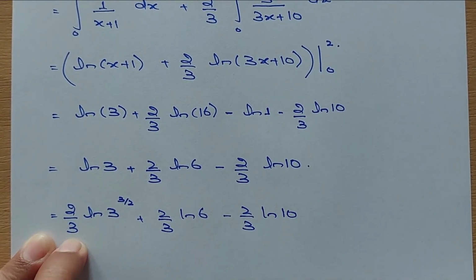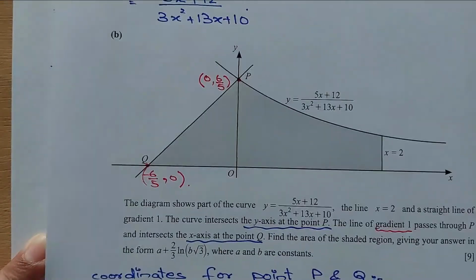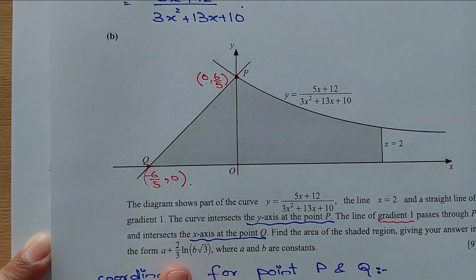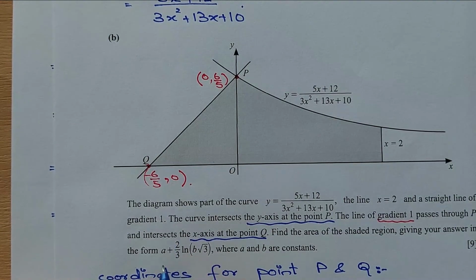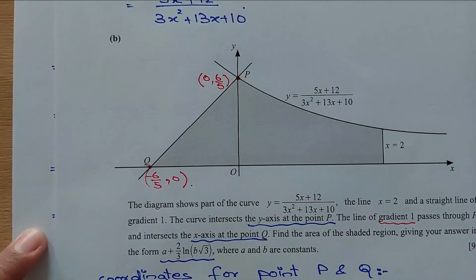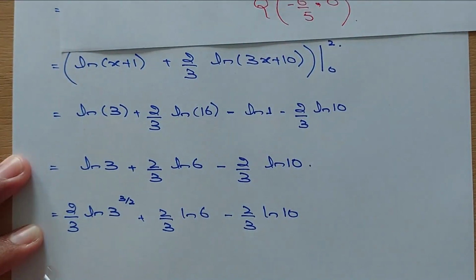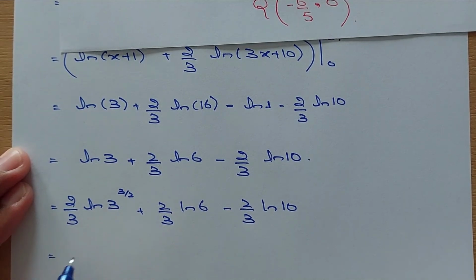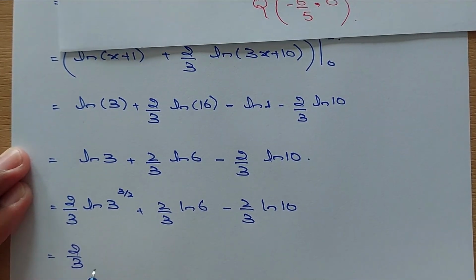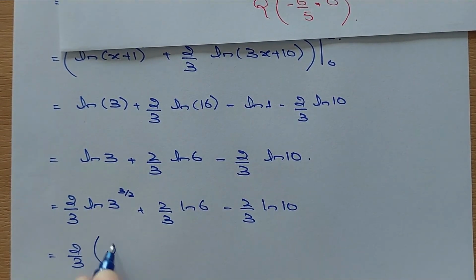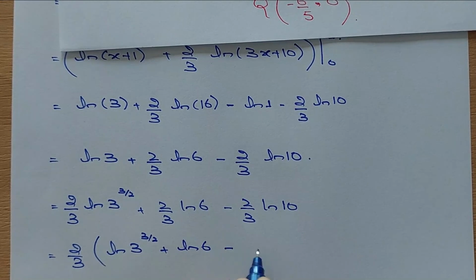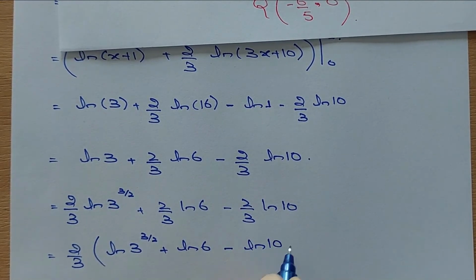Why am I multiplying by 2 by 3? Because, as you can see in the question, we need the answer in the form of 2 by 3, right? Okay, so let me take 2 by 3 common. So 2 by 3 is outside. We have natural log of 3 power 3 by 2 plus natural log of 6 minus natural log of 10.